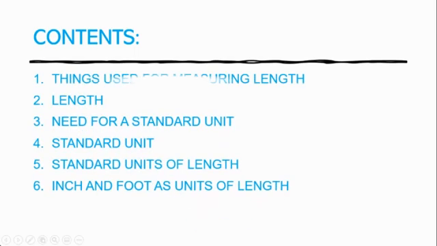So, in this chapter, I'm going to talk about the physical quantities and measurements, which is the first unit, the measurement of length. So, let's just know the contents for today's video. The first one is things used for measuring length. The second is length. The third one is need for a standard unit. Fourth one is a standard unit. Fifth one, standard units of length. And the last but not the least, inch and foot as units of length.